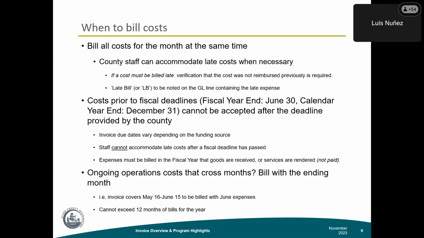Ongoing operating costs, if they cross months, for example, if there was a cost from May 16th to June 15th, this cost will be billed on the June invoice. And it's just important to note that we cannot exceed 12 monthly payments of that type of cost per year.